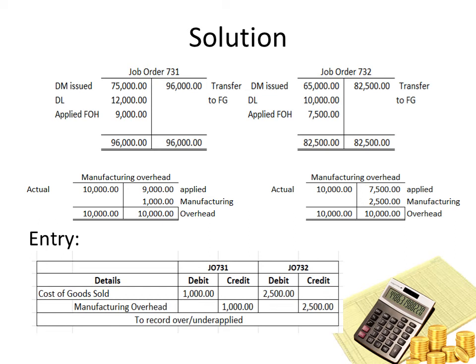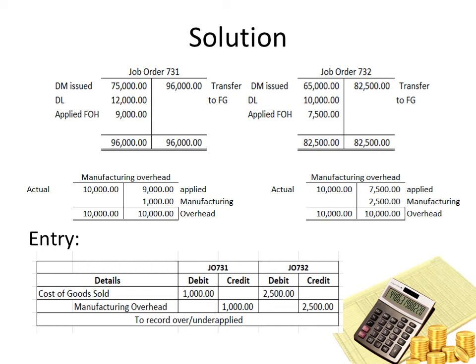For job order 732, we have issued direct material 65,000, direct labor 10,000, applied overhead 7,500, so the total would now be 82,500. If you would check, the 7,500 is also 0.75 of 10,000.